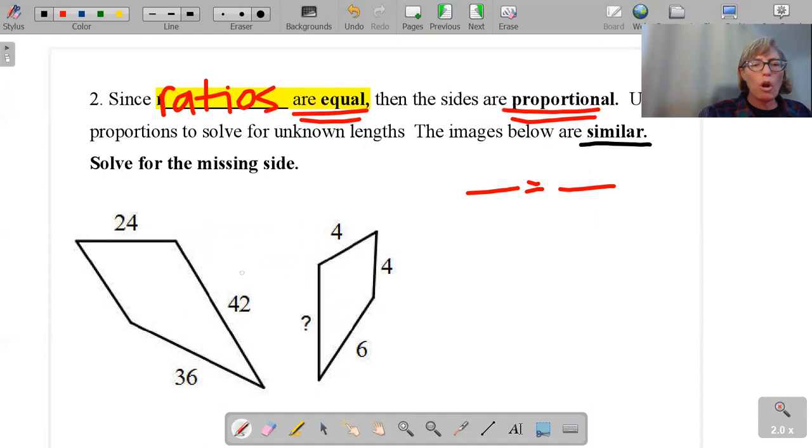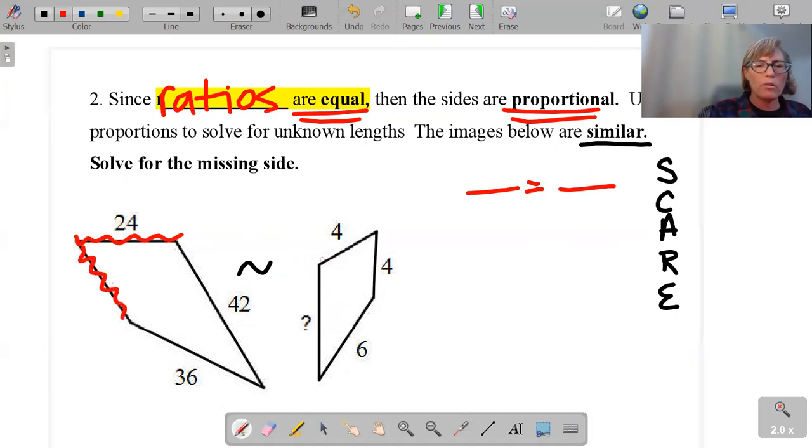The shapes below are similar. Solve for the missing side. Remember, similarity means congruent angles, ratios which are equal. So the first thing you want to do is match up the sides. So watch what I do here. I have two equal sides, squiggle, squiggle, match them up.